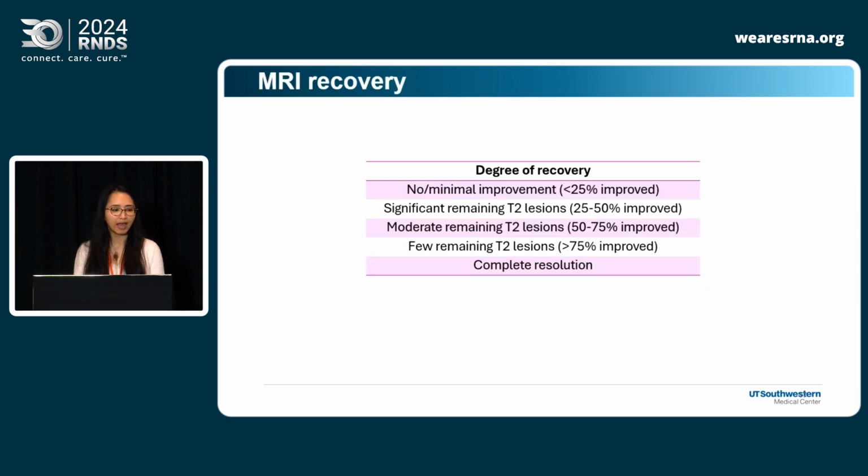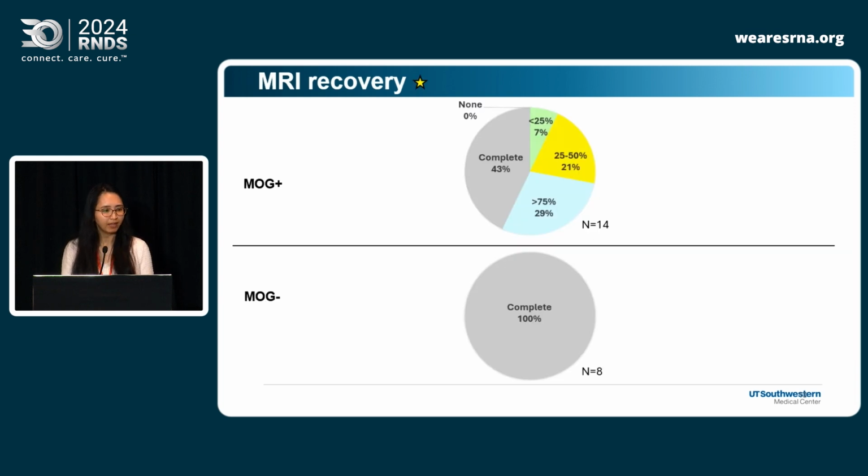We also took a look at their MRI in the recovery phase. So we had the MRI in the acute phase and then now looking at the recovery, because we often obtain the MRI 3 to 4 months after the attack, just so we can get a new baseline. And really we anticipate a significant resolution of those signal abnormalities or T2 lesions, as they're called. Interestingly, we found that in the MOG-negative group, 100% of them had complete resolution of their MRI findings, whereas only 43% of the MOG-positive group did.